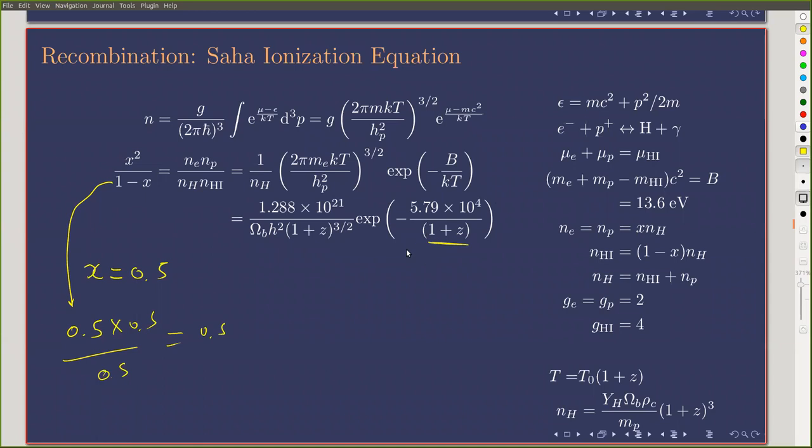And we can solve it recursively for z by taking the log of both sides. I'm not going to do that now, but we can do that. So here I've taken the approximation that t is equal to t now plus 1 plus z. That is how the T is expanded, and this factor comes. The second 1 plus z cube factor comes from NH, for which we have used this equation.